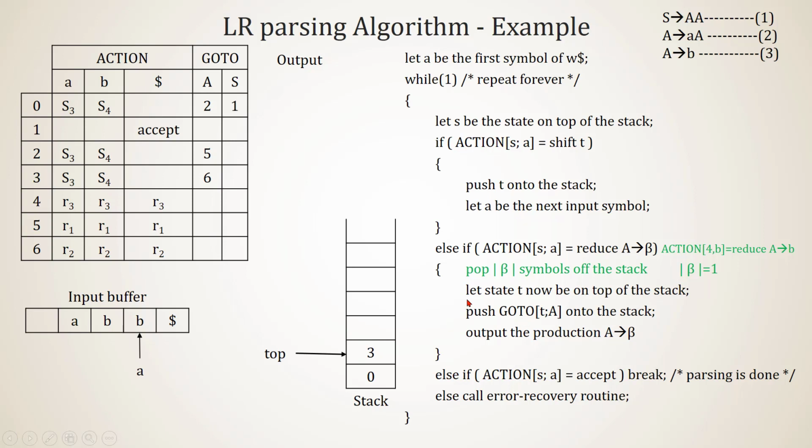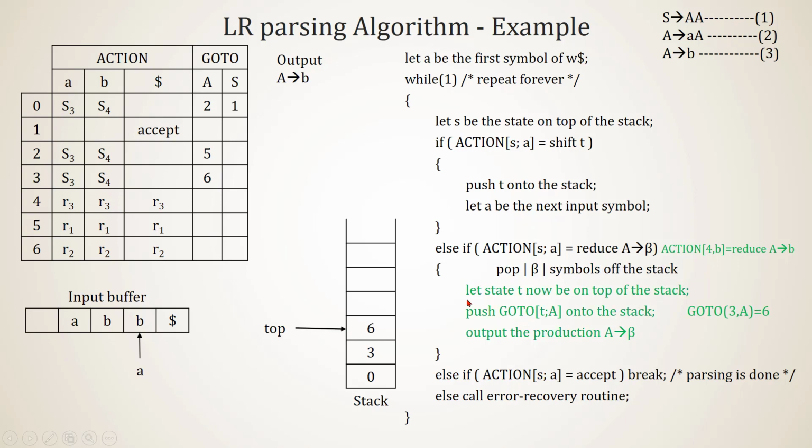So push 6 to the stack. So goto 3 comma A is 6. So 6 is pushed. Output the production A derives beta. Instead of A derives beta, in our case it is A derives B. So A derives B is printed as output. Anyway, these conditions will be false. Again, this while loop will be executed. Now top of the stack is 6. Again, this condition will be checked.